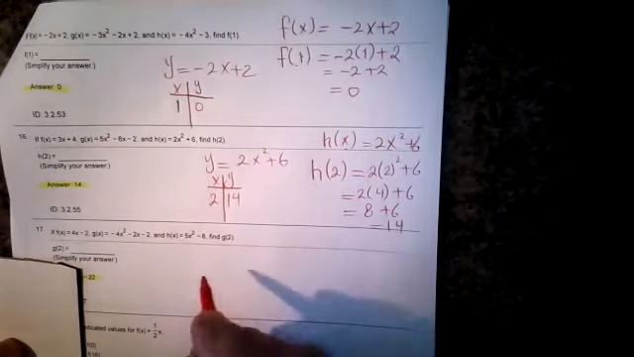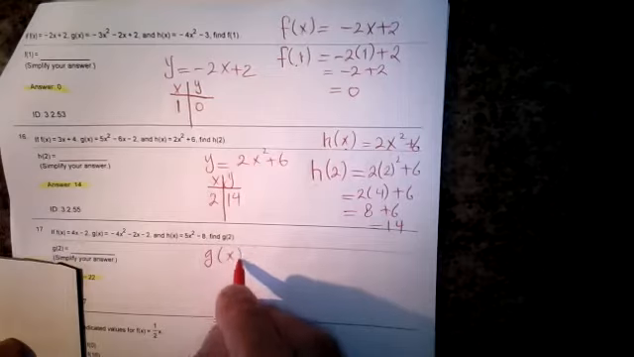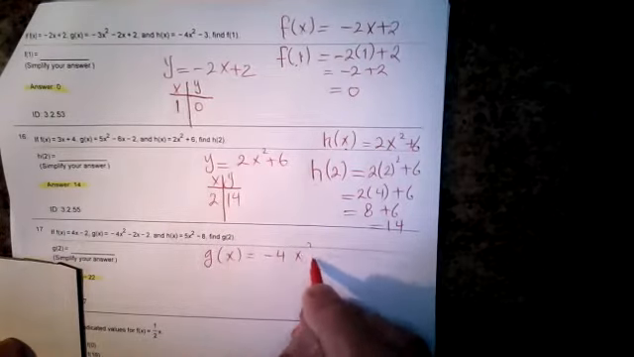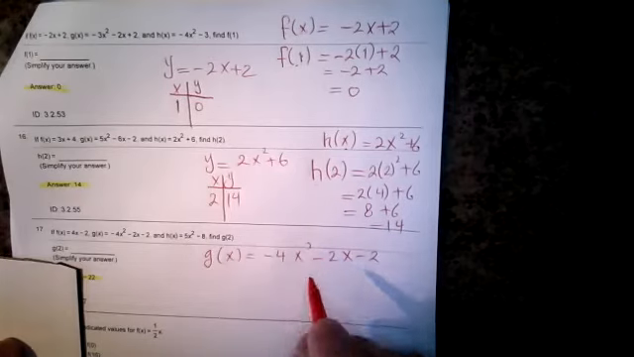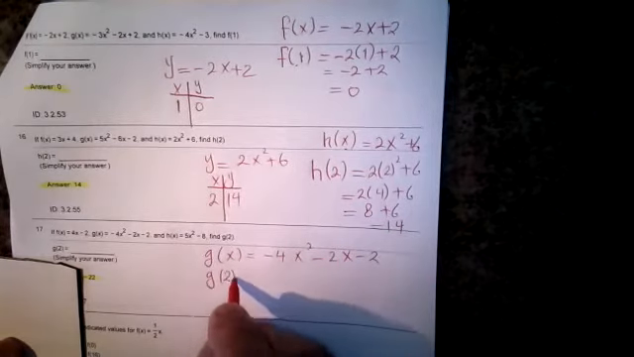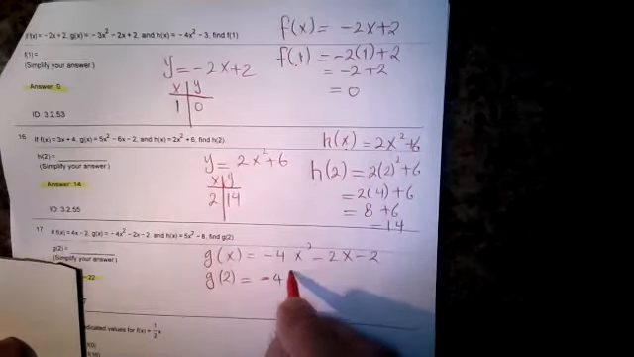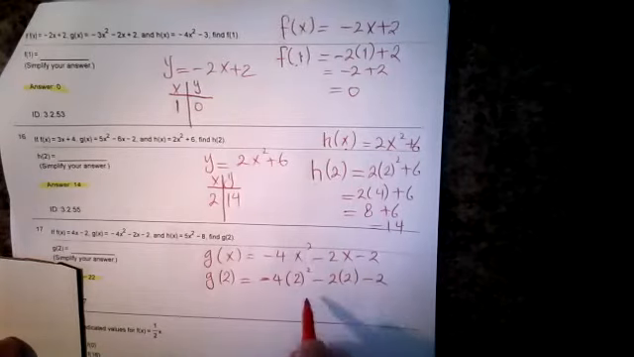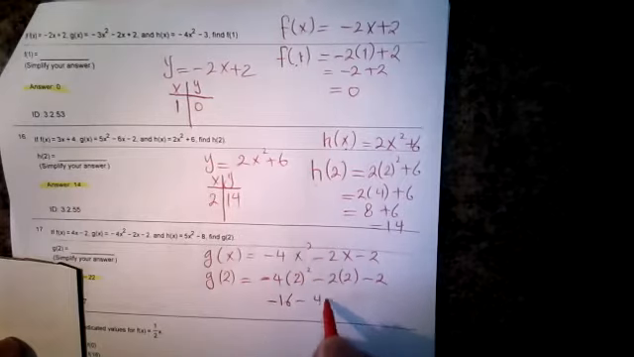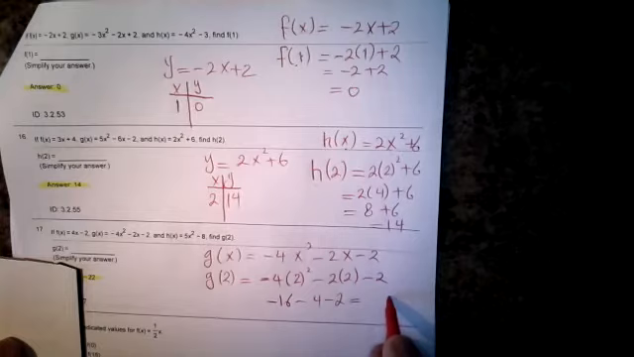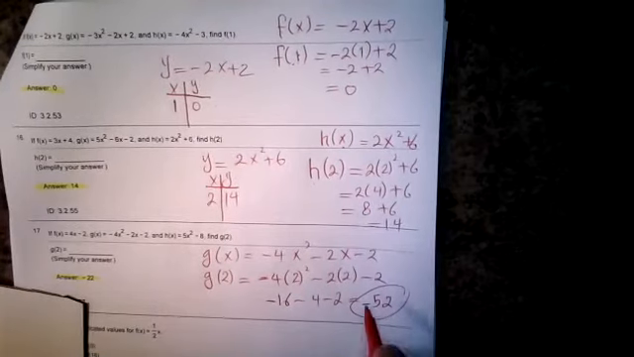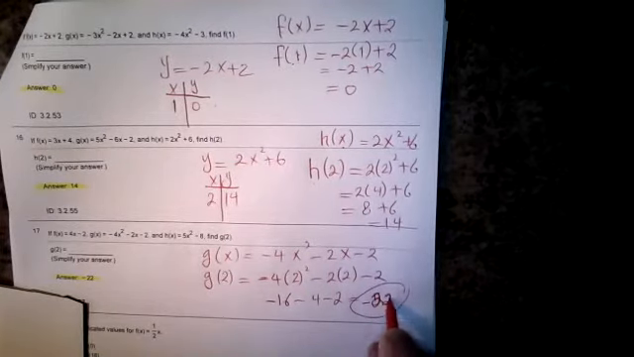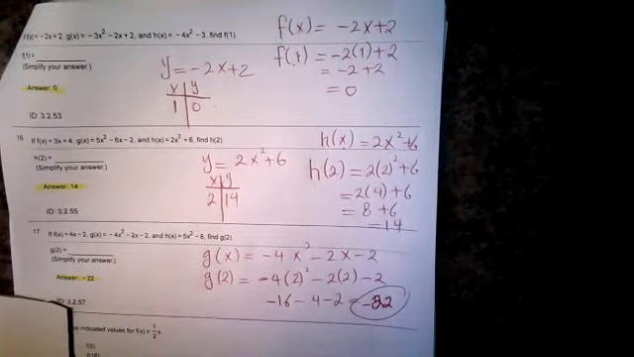Now g of 2. G of x is minus 4x squared minus 2x minus 2. G of 2 means four times 4 is 16. Minus 52. Oh, I'm sorry, minus 22, sorry. I'm glad the answer is right next to it. Okay.